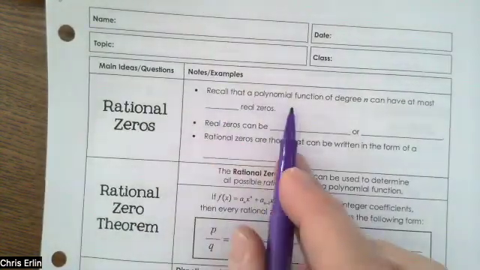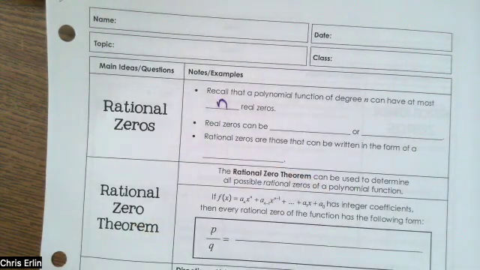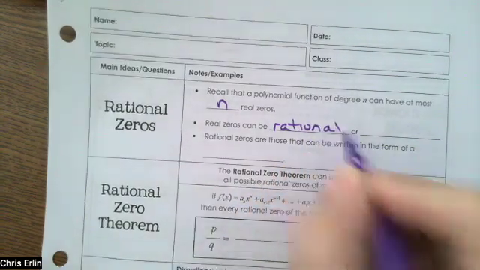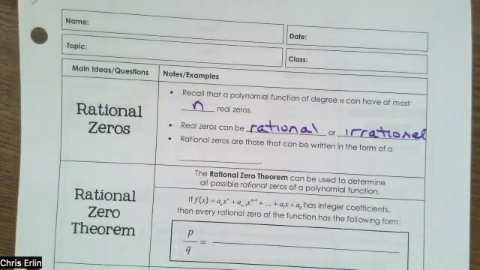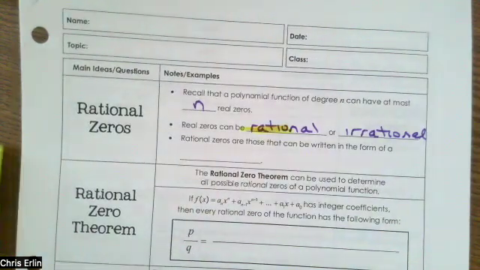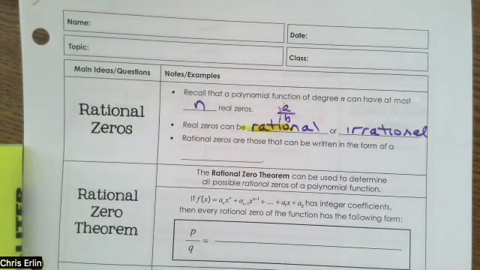Okay, recall that a polynomial function of degree n can have at most n real roots. And real roots can be rational or irrational. What does that mean? What's rational mean? It does mean reasonable, but not in the terms of math. It can be represented by a fraction, right? We look at the word ratio in here. So it can be represented as a over b, where these are both integers.